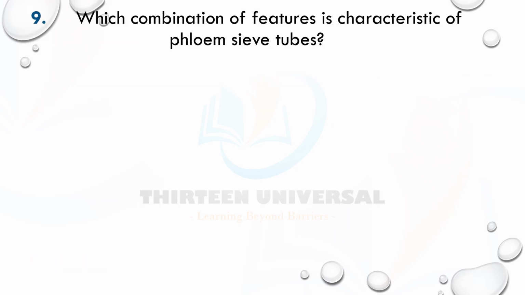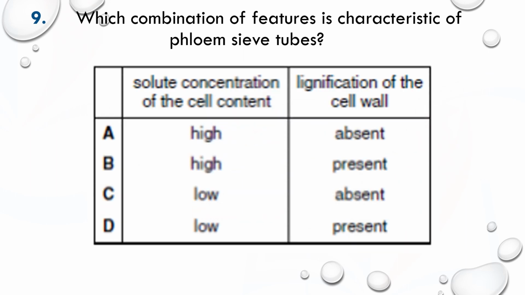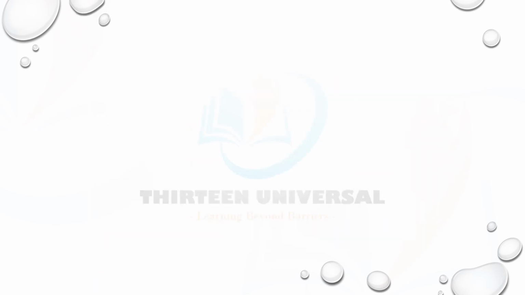All right, which combination of features is characteristic of phloem sieve tubes? Now, in the phloem sieve tube, try this question. Yeah, the phloem sieve tube transports sucrose, so the solute concentration of the cell contents will be high because they carry sucrose. Okay, and of course they are not lignified. Lignification is absent, so it's A. All right, look at the next question there.